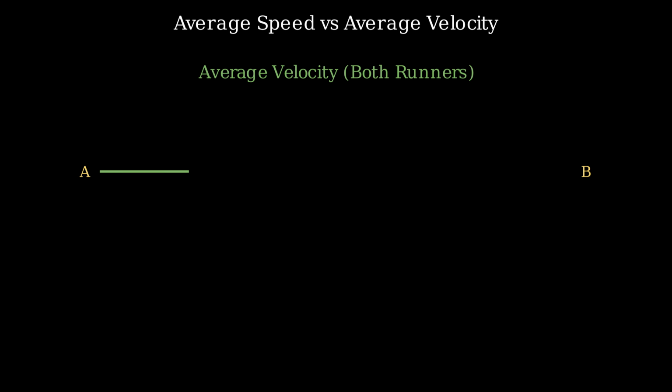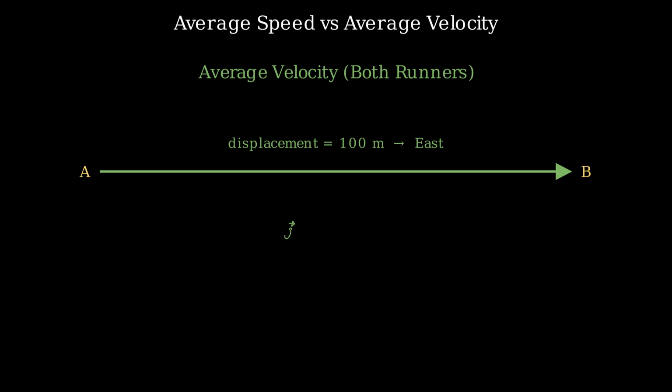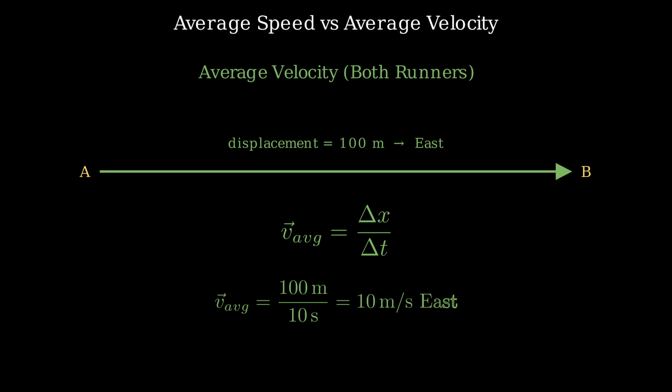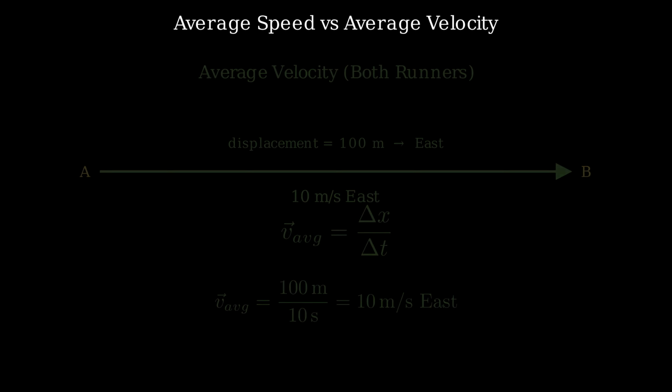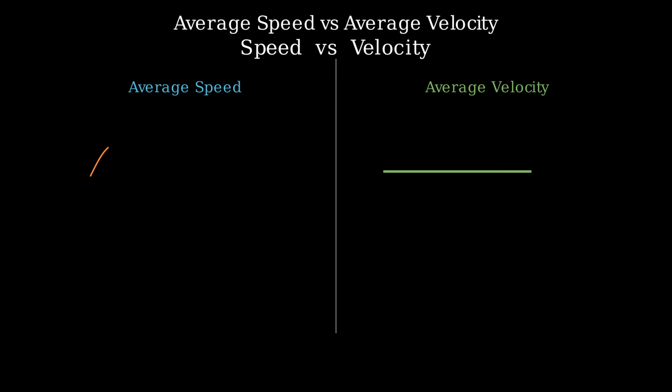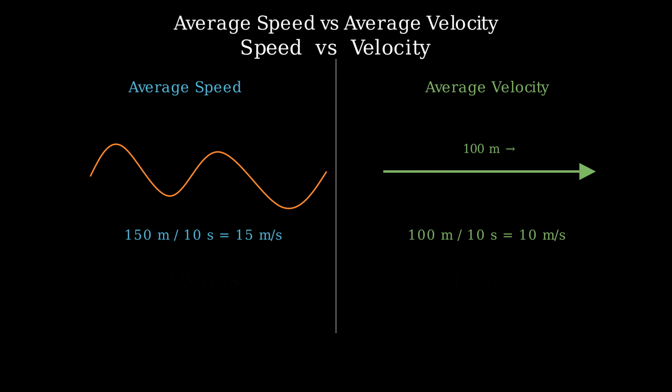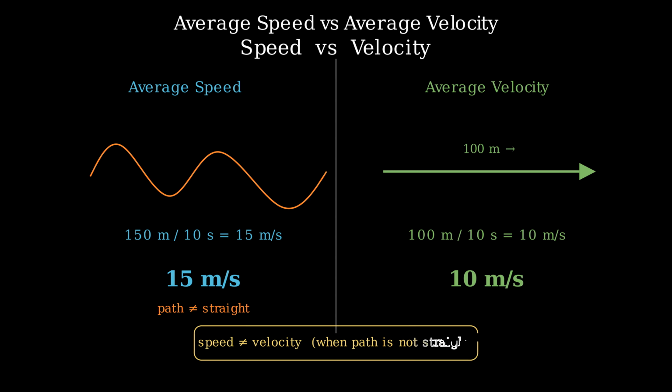Average velocity, on the other hand, is displacement divided by time. Both runners moved 100 meters east, the displacement from A to B, so their average velocity is 100 meters divided by 10 seconds, which is 10 meters per second east. So runner 2 has an average speed of 15 meters per second, but an average velocity of only 10 meters per second. Speed measures how fast they're moving along their path, velocity measures how quickly they're changing position.